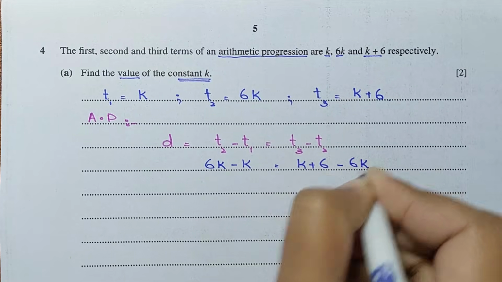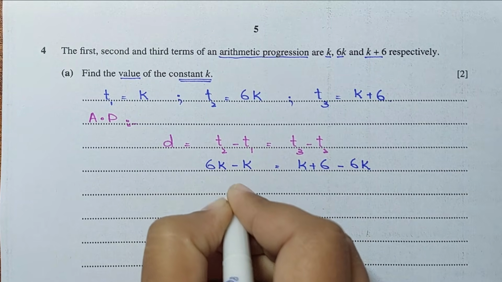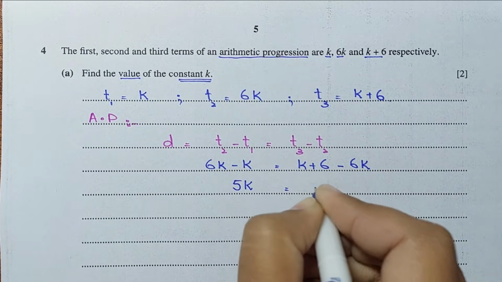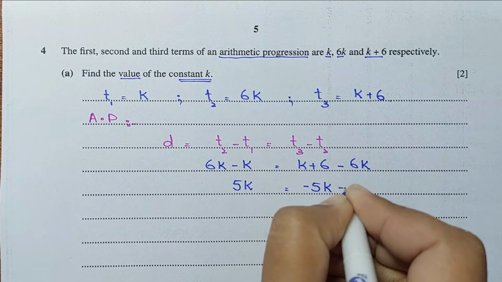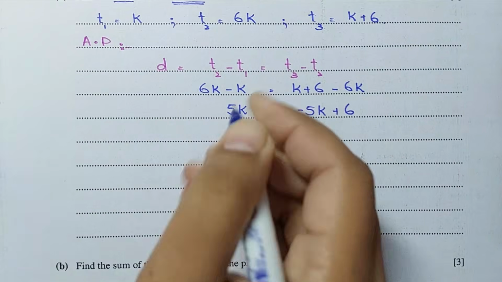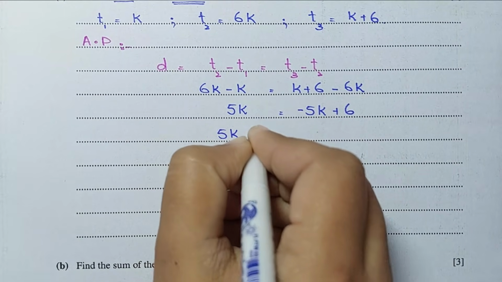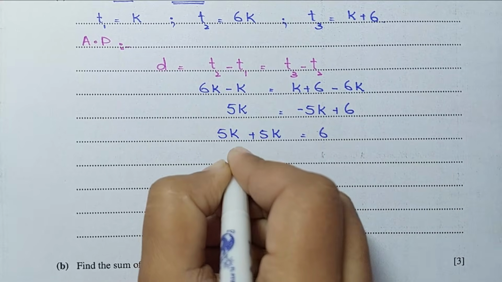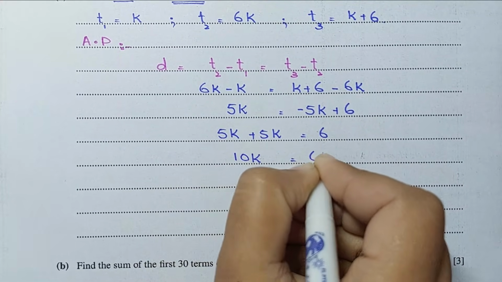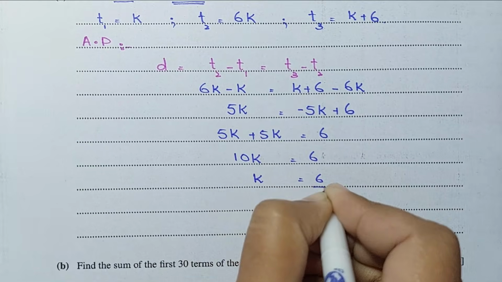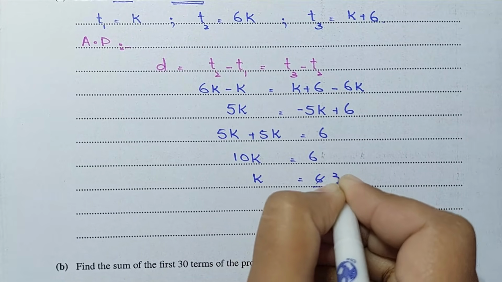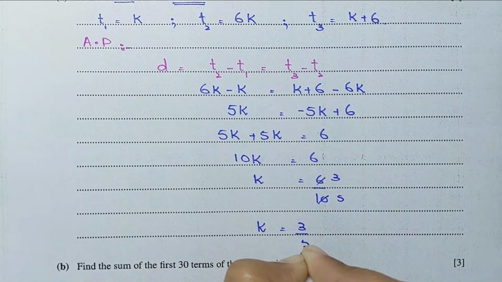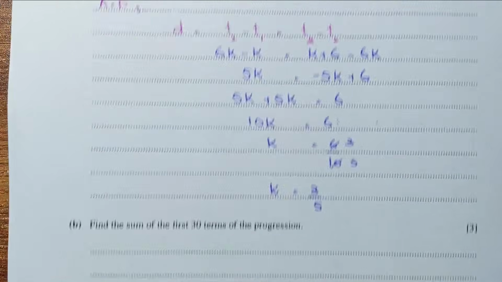Now 6k minus k is 5k, and here we have k, and minus 6k is minus 5k, and plus 6 is as it is, right? So 5k plus 5k equals 6. I just shifted the 5k on the other side. It becomes 10k equals 6, and the k value is 6 over 10. 2 times 3 is 6, 2 times 5 is 10, so the k answer is 3 by 5. This is the solution for k.